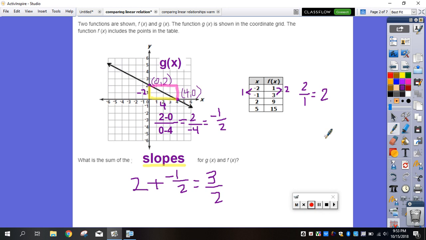So that's just one example of how you can use everything we've done with these forms of linear equations, put it all together to compare linear relationships.